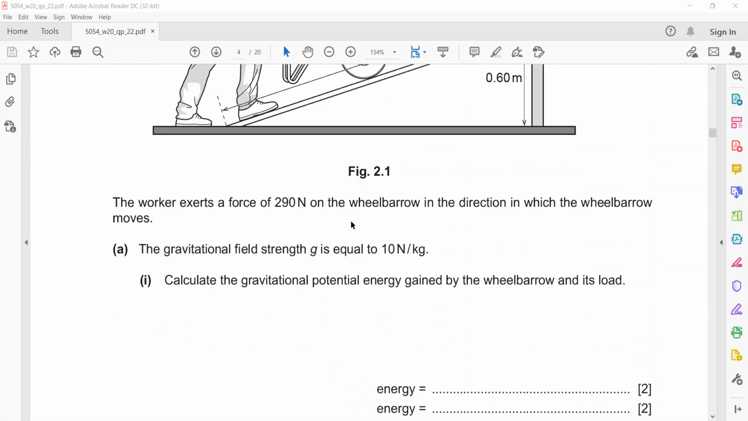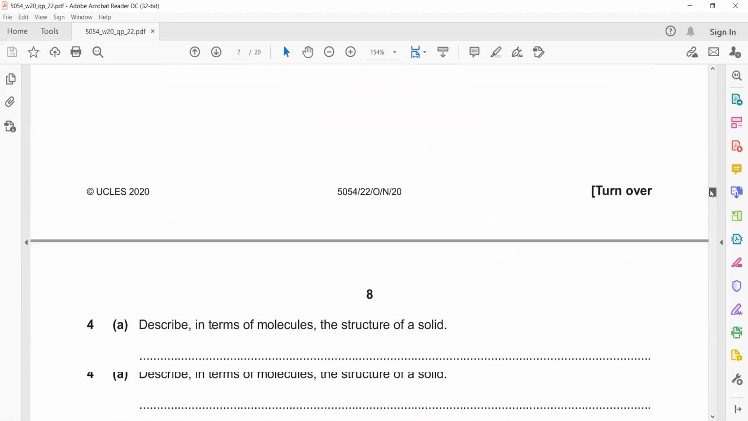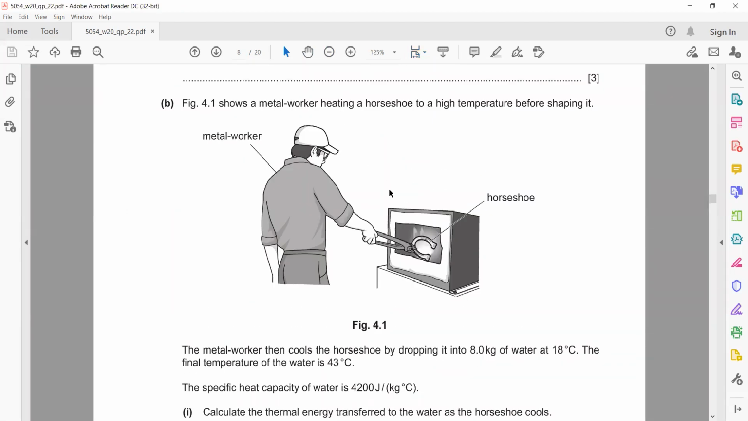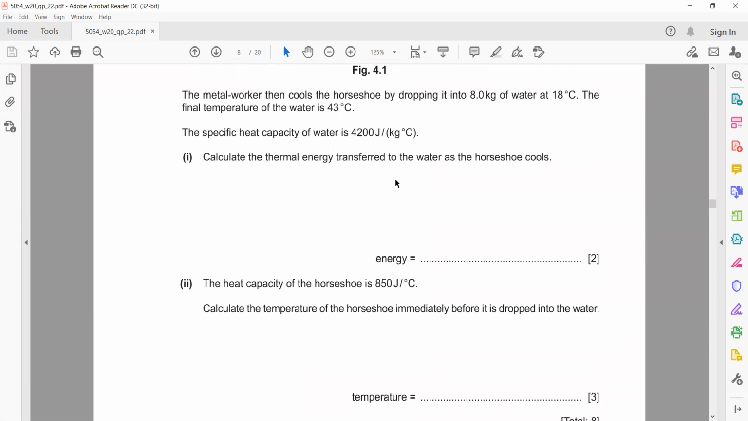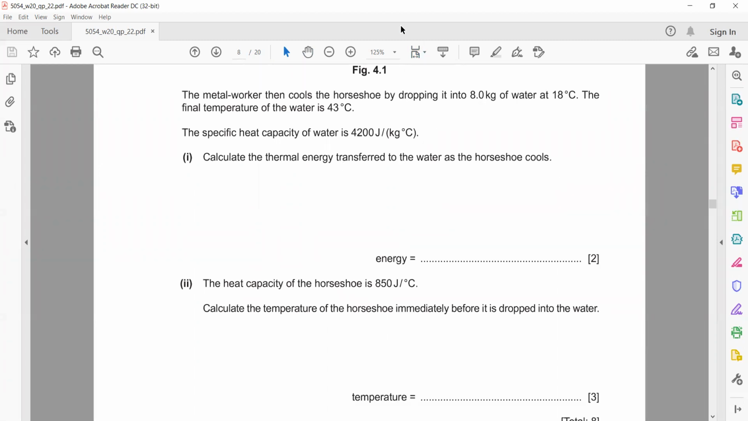Question 4b2. It shows a metal worker heating a horseshoe at a high temperature before shaping it. And 4b2 is a doubt. Calculate the thermal energy transferred by the horseshoe by dropping it into 8 kilograms of water at 18 degrees. The final temperature of the water is 43. Specific heat is given, so E is equal to c m delta T.